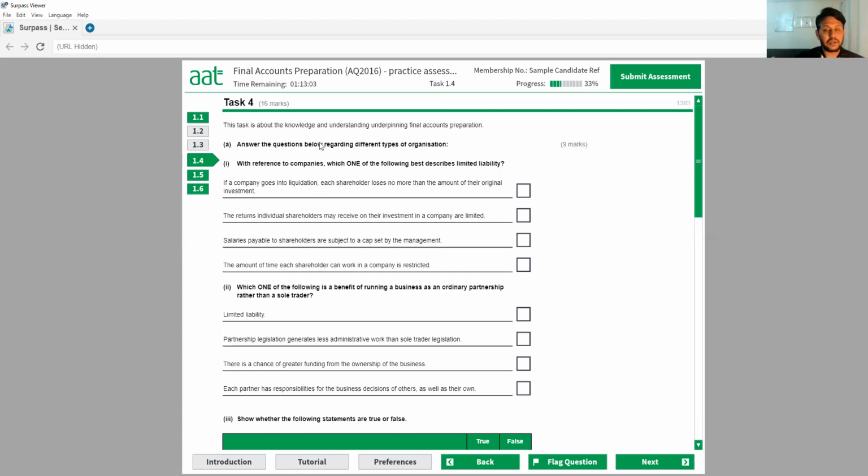This task is about the knowledge and understanding underpinning final account preparation. Answer the following question regarding the different types of organization. With reference to the company, which one of the following best describes a limited company? Remember that for a limited company, the word is limited. That means the owner's liability is limited. For that reason, we call it a limited company.